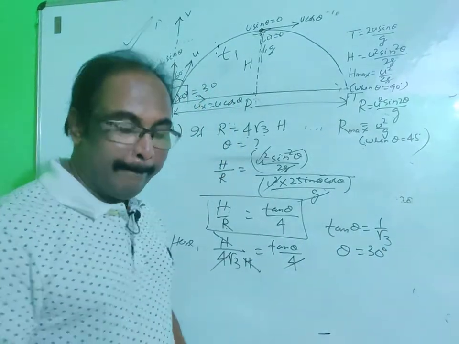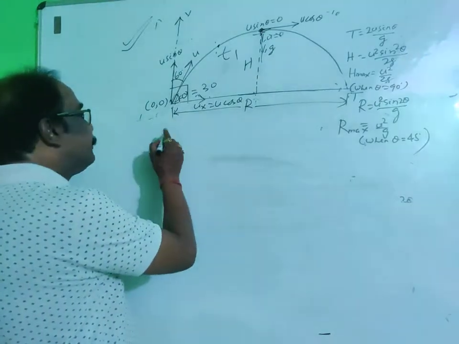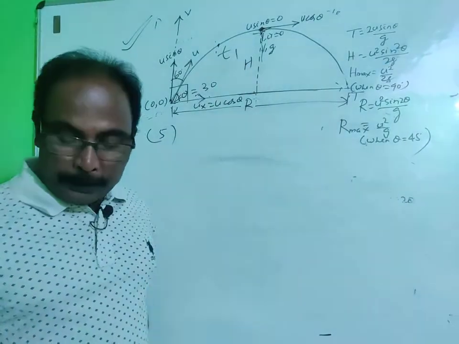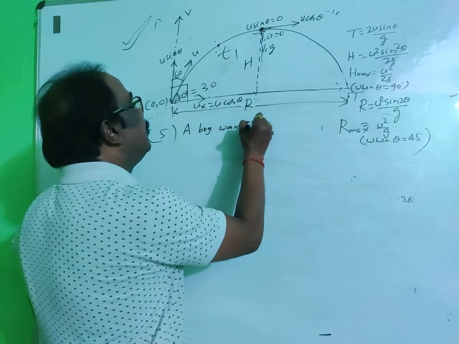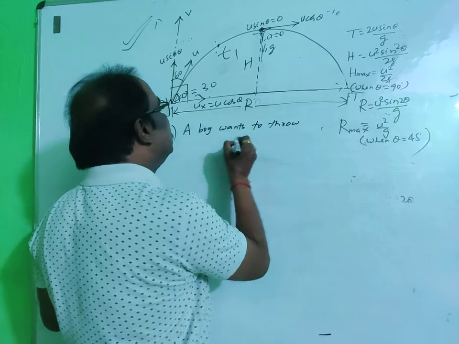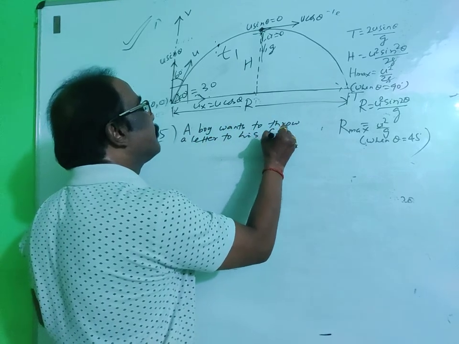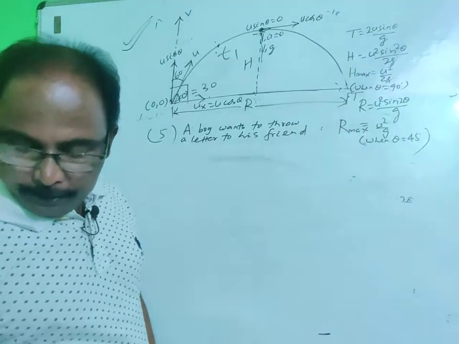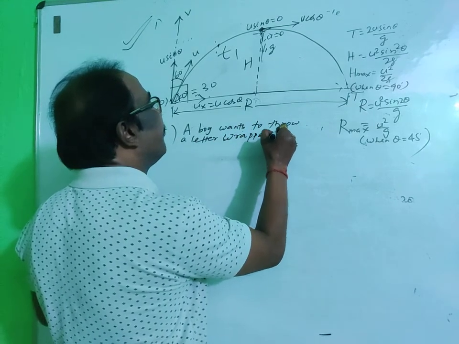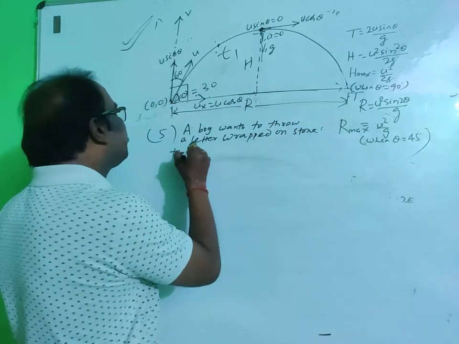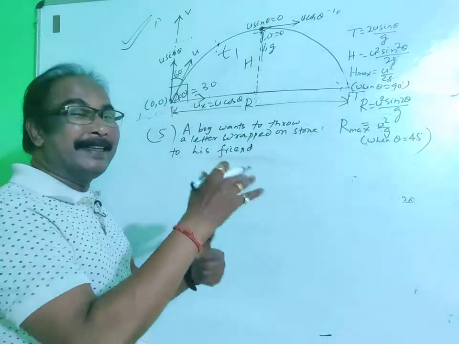Okay, then another one, the fifth question. After completing this question, we will go to some other theory of projectile. A boy wants to throw a letter to his friend. This is a common question given in general books. The letter is wrapped on a stone, because the letter alone can fly away.